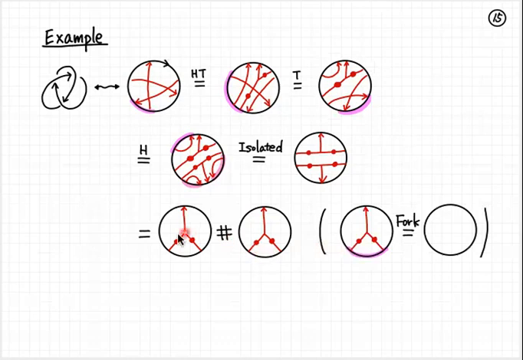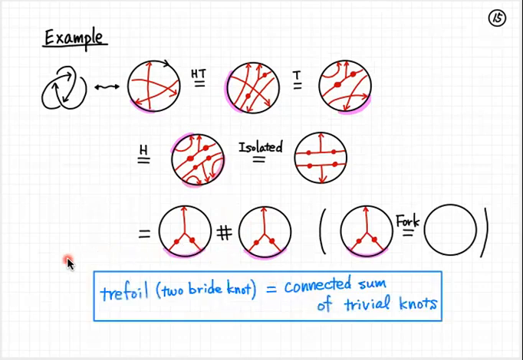Okay. So each of them has a fork here. So then this double tree can be deleted, which means this is a connect sum of trivial knots. Okay. So here is a remark. The trefoil is equivalent to a connect sum of trivial knots as a welded object. And more generally, we can show that a two-bridge knot is equal to a connect sum of trivial knots as a welded object. Okay. I hope somebody would have interest in this remark.